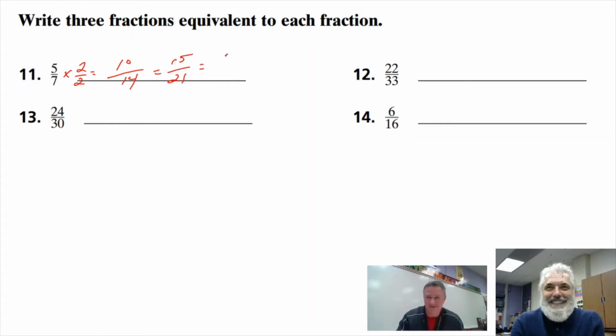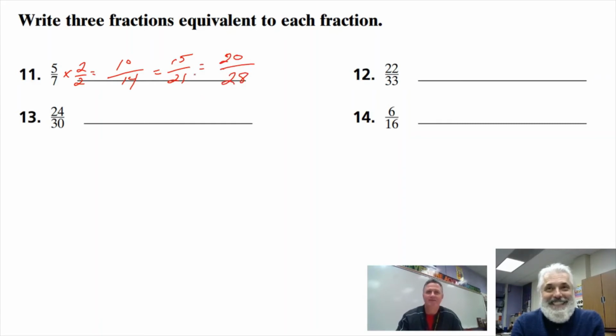20/28. No, 5/7. How can you turn a 5 into something else? You multiply by 2, then you multiply by 3, so 4 times 5 is 20. So he's multiplying by 4 this time. And 4 times 7 is 28. There, okay. All right, so you multiply by 4 over 4. That works. Very nice.